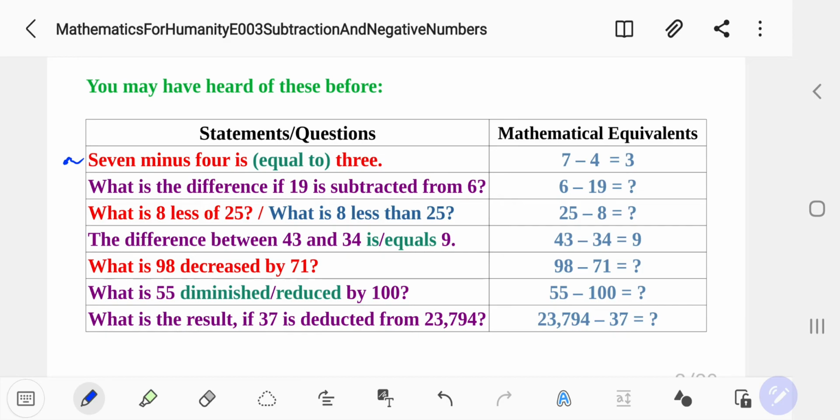The mathematical equivalent for that is 7 minus 4 equals 3. The next one is, what is the difference if 19 is subtracted from 6?